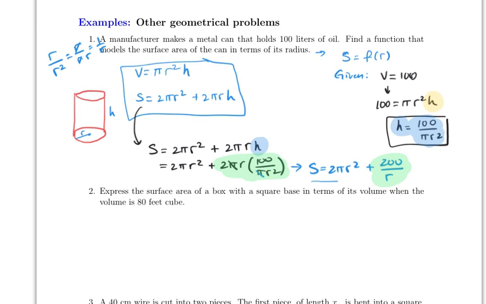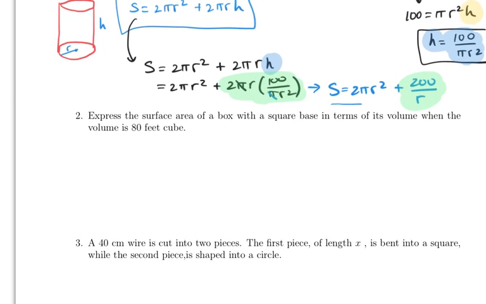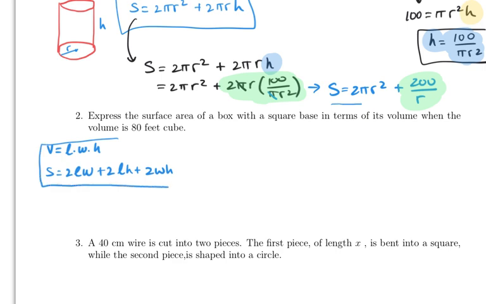So for number 2, this is very similar to the first example we actually did. Remember, you have a box. The formula for the volume is length, width, and height. And the surface area is 2LW plus 2LH plus 2WH. So these are the formulas that you're going to need. Now, keep in mind that the problem says you have a square base. You need to figure out what that means.